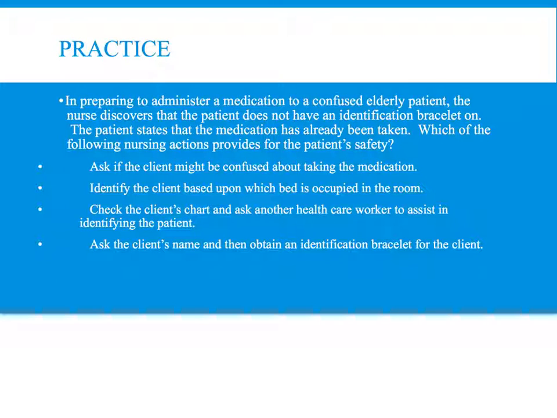All right, going back to that initial question that we had for practice. In preparing to administer a medication to a confused elderly patient, the nurse discovers that the patient does not have an identification bracelet on. The patient states that the medication has already been taken. Which of the following nursing actions provides for the patient's safety? Again, our question, what nursing action provides for the patient's safety? With a scenario with a confused elderly patient without a bracelet and who says they've already taken their medication.